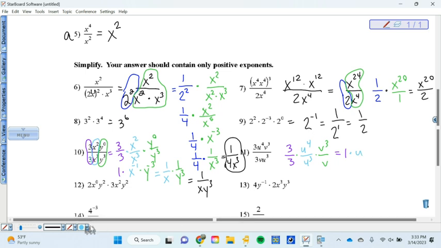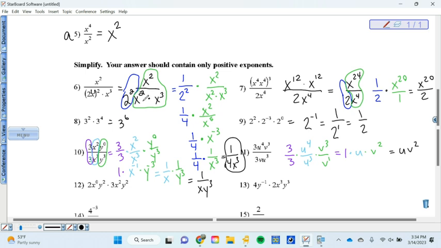V cubed over v. What's this invisible exponent down here? 3 minus 1? Not adding, remember, subtract when we're dividing. So what is it? V squared. So 1 times u times v squared. I'll give you full credit if you write it like this, but we can also simplify it a little bit and just write u v squared.